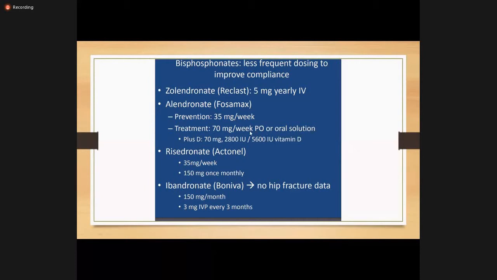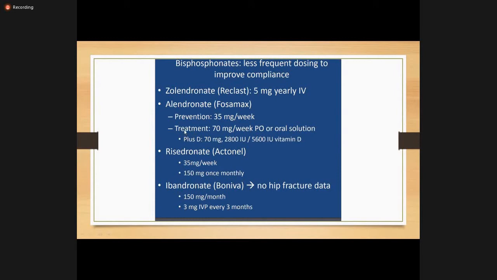If they are taking oral bisphosphonates, it should be taken on an empty stomach early in the morning with 1 glass of water, and the patient should not lie down or bow down for up to 30 minutes, as this leads to reflux of the contents of the drugs, and this leads to severe esophagitis.